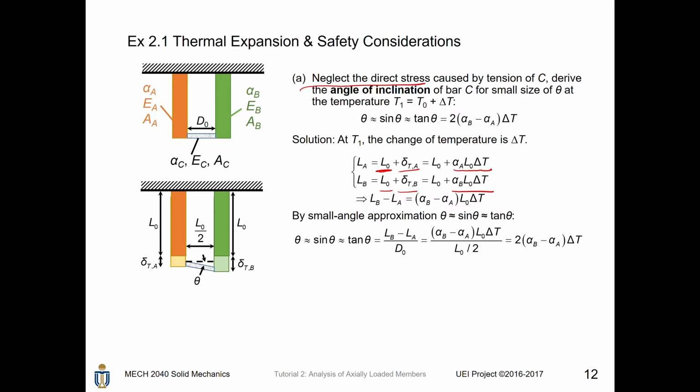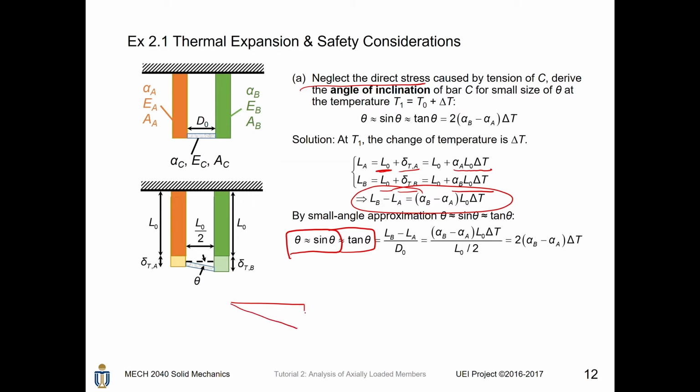By those two equations, we can write the difference of length between bars A and B. Then by small angle approximation, we can find theta equals sine theta equals tangent theta. However, we can write tangent theta as (LB minus LA) divided by D naught.